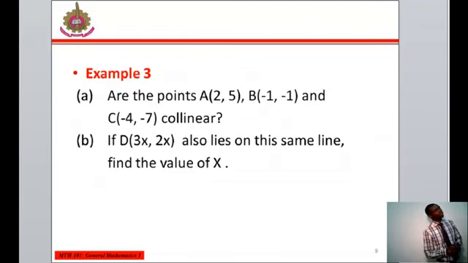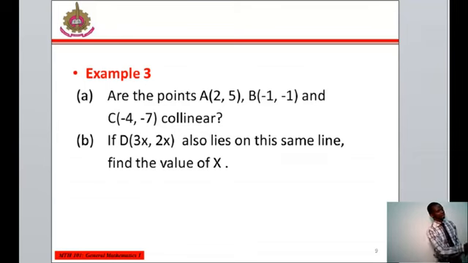This is an example for us to obtain the gradient of the following points and to see whether they are collinear or not. At the end of the day, if they are collinear, then points A, B, AC, and BC will have the same gradient, the same value for their respective gradient. But let's calculate and see if these 3 points A, B, C have the same gradient value.